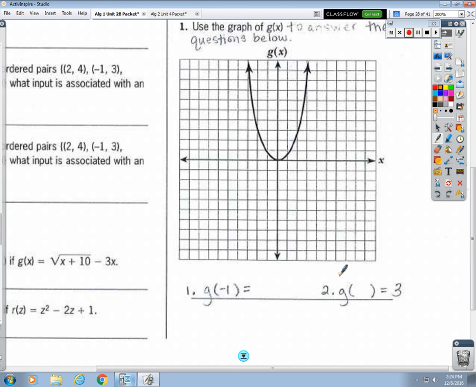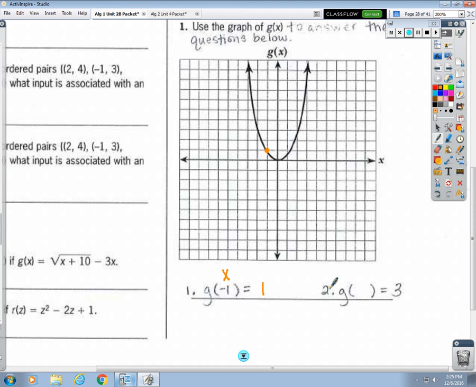Use the graph of g of x to answer the questions below. Alright, g of negative 1. That negative 1 is sitting in the place of what letter? X. So that means on the x-axis, go to negative 1, which would be left 1. To get to the graph, you now have to move where? Up 1. So g of negative 1 equals 1.